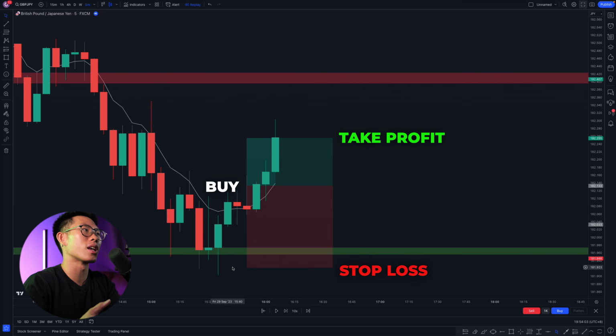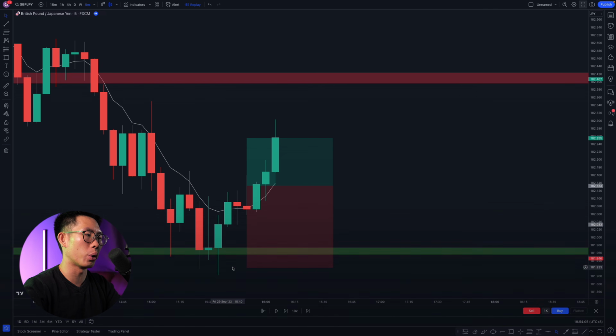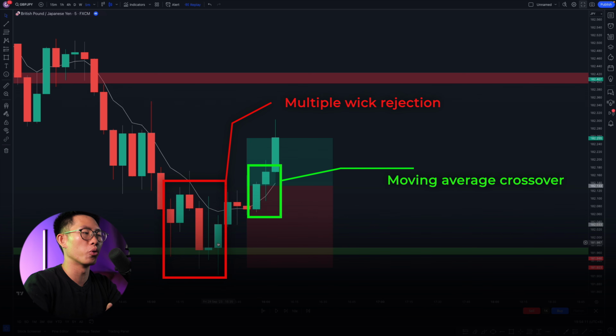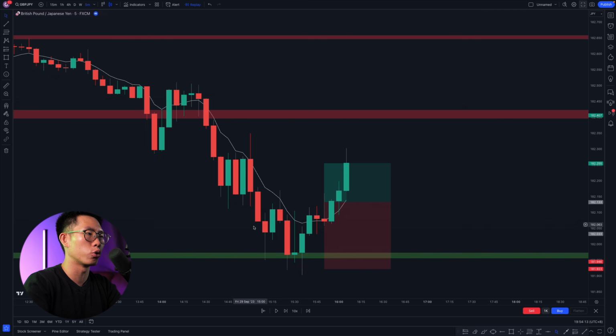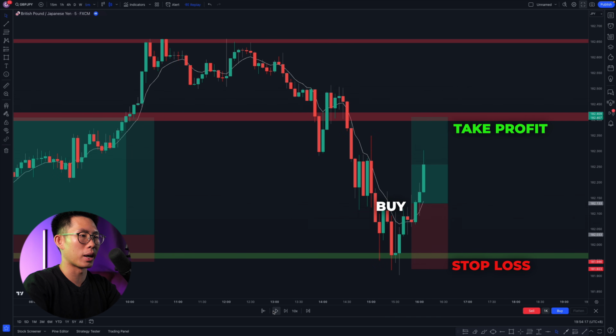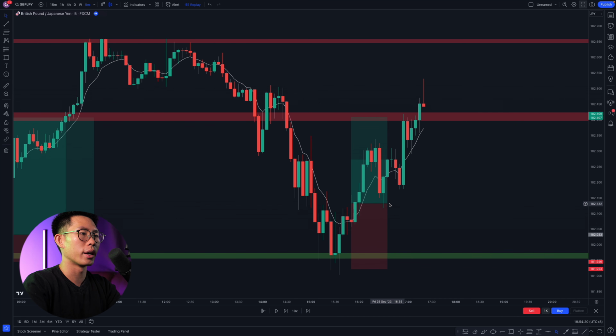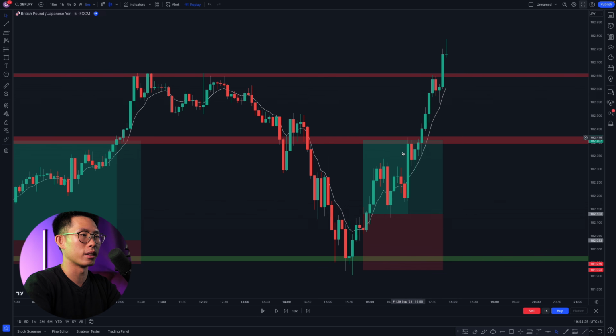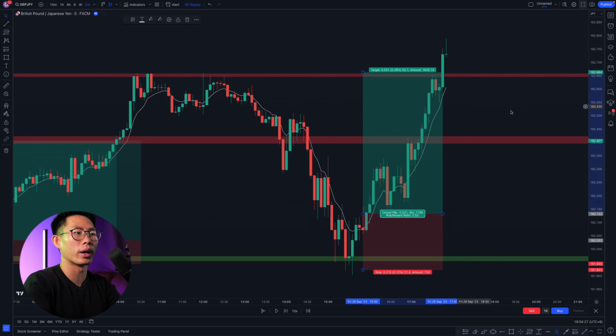And once again, guys, look for other confluences as well. You can see there are multiple wick candlestick rejections right here at a demand zone, and also a moving average crossover. Easily 3 confluences, easily. Enter for a buy right here, take profit at this next supply zone that we have right here. See, price hit our take profit right here, and I can see it potentially going up to the next key supply zone that we have right here.